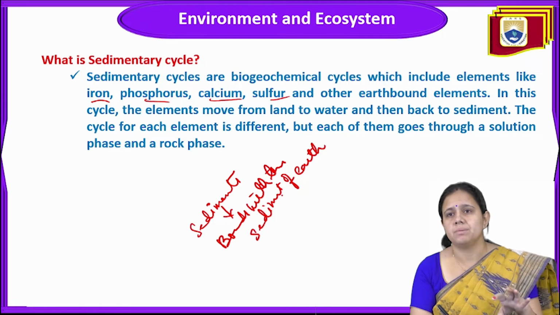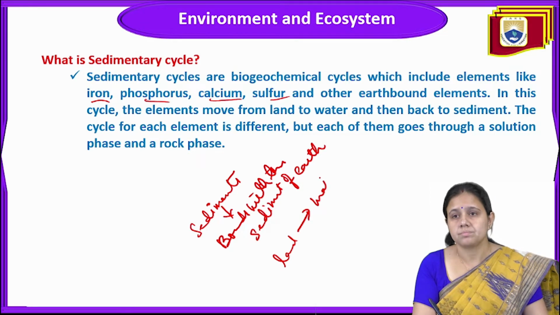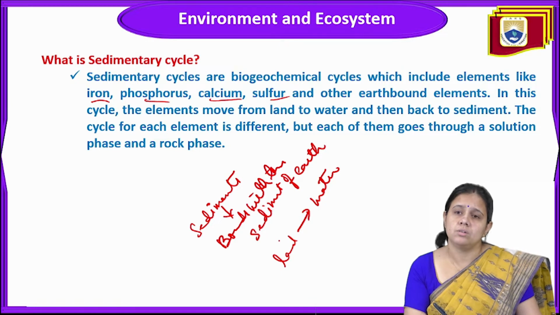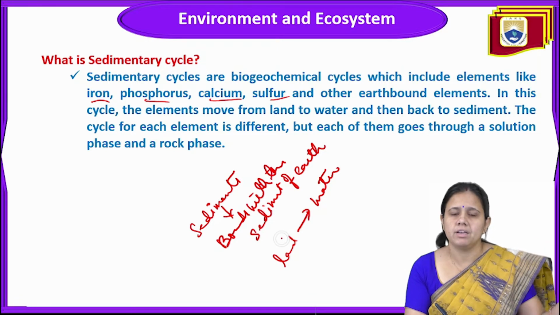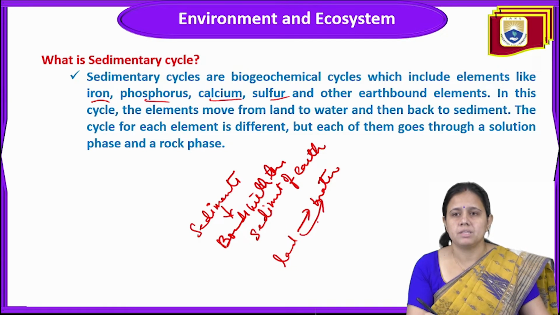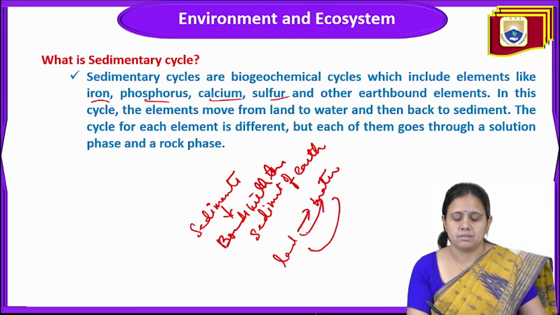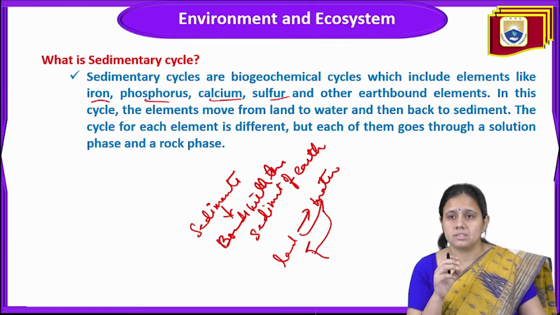In this cycle, the elements move from land to water. That is called the sedimentary cycle, because the elements are already bound in the sediments of the earth. That's why they come from the land to the water and mix up in the water, and then from the water they go back into the land. So this is about the sedimentary cycle.